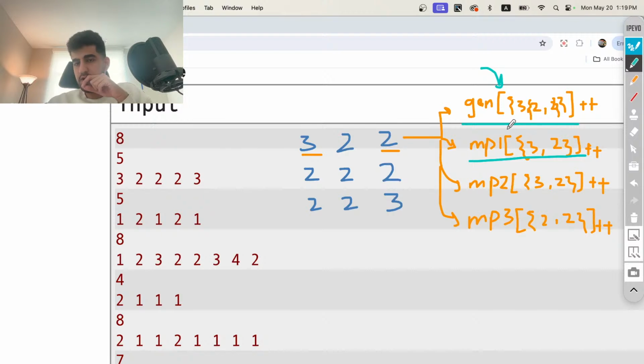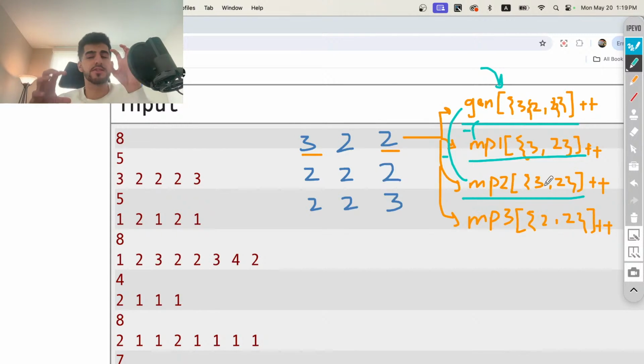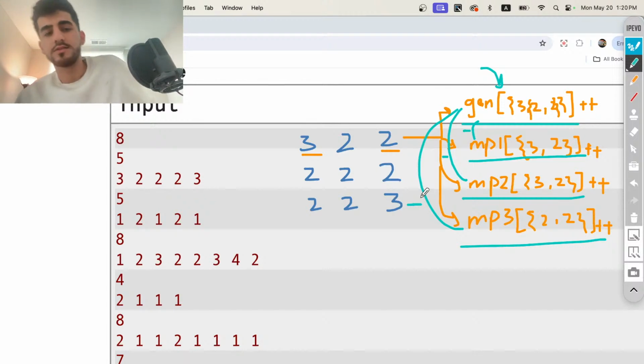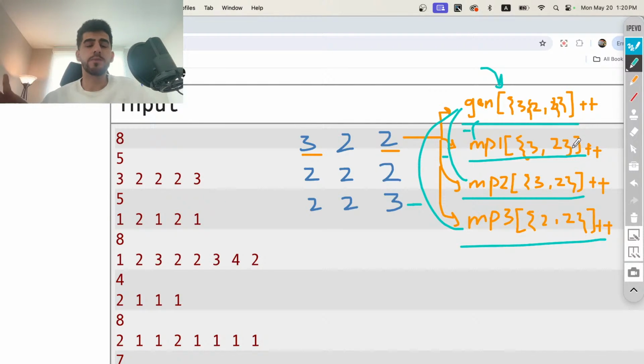So I should add MP1 of this minus gen of this. Also, I should add MP2 of this minus gen of this, because it is all the triples whose first element is 3, their last element is 2, and the middle one is a question mark, and I'm subtracting all of them where the middle one is also 2. And this is MP3 of 2 and 2. That means all the triples whose last two elements are 2, and the first one is a question mark, we're not sure about it. And if we subtract gen from it, this will also give us some answers. So we just update these maps and calculate the answers like this.